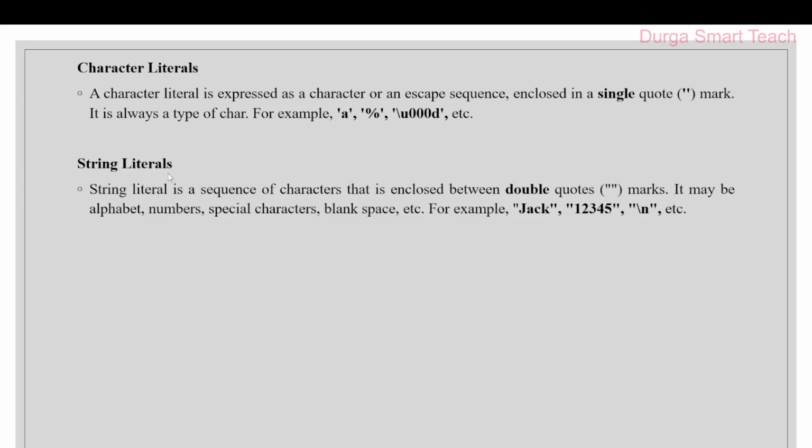The next one is string literal. A character is one single character. A string is a collection of characters and those are represented in double quotations. Whatever is in single quotations is known as a character, whatever is in double quotations is known as a string. It may be alphabets, numbers, special characters or blank spaces. Those come under string literal. Example: "Jack", "12345" and \n. Okay, \n is known as an escape sequence. You can mention any type of characters or alphabets.